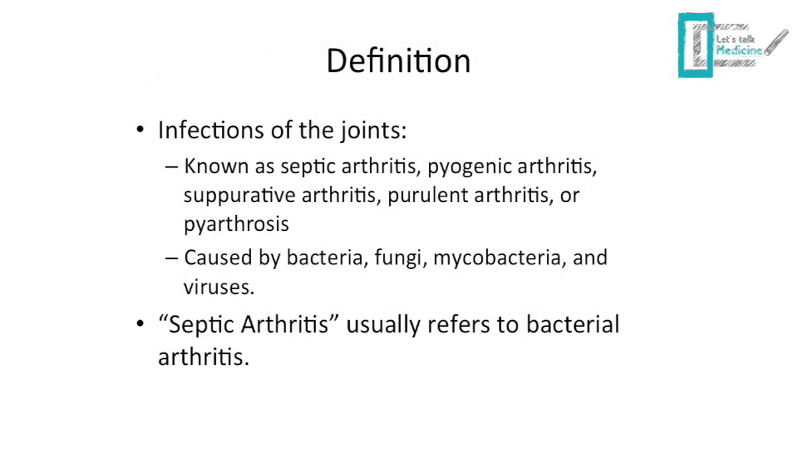So let's start first with the definition. The definition of septic arthritis is basically infection of the joint. This infection can be caused by viral, bacterial, mycobacterial, or fungal causes. However, when we say septic arthritis, we usually refer to the bacterial causes as it is the most common cause of septic arthritis. It can be called in other terms like pyogenic arthritis, suppurative arthritis, purulent arthritis, or pyarthrosis.